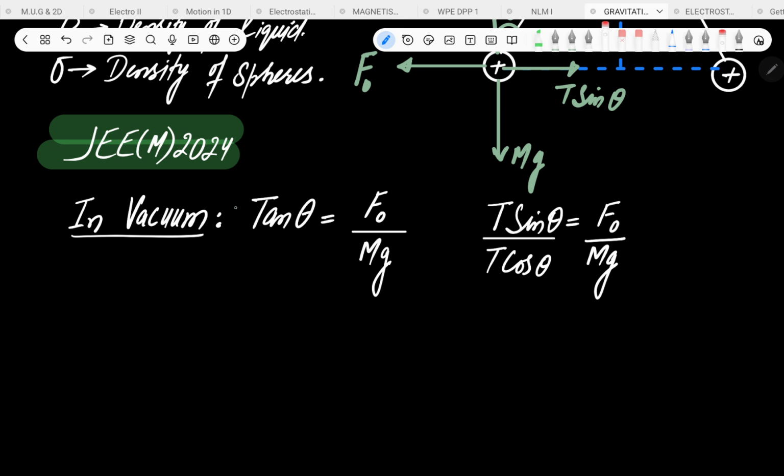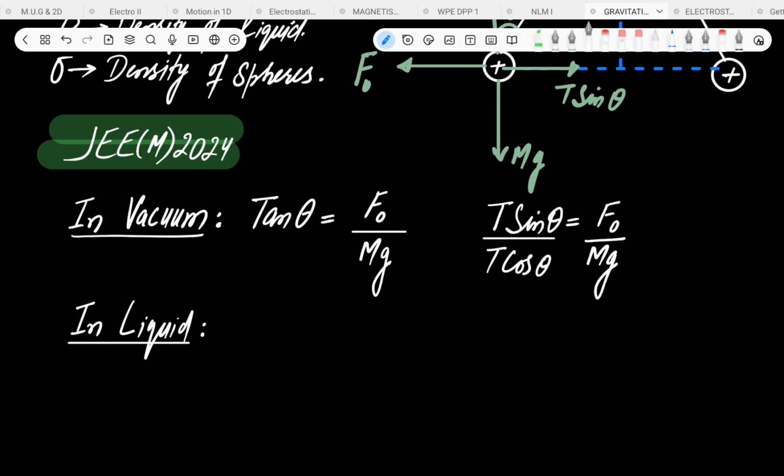That is the same equation I have written here: tan theta is equal to F naught divided by mg. I'm sure this is clear, as we discussed it in the previous lecture. So let's move ahead. Next, we are going to dip this entire system inside the liquid. So I am writing here: in liquid. Now, is there any force which is going to change? Is there any force which is going to change?